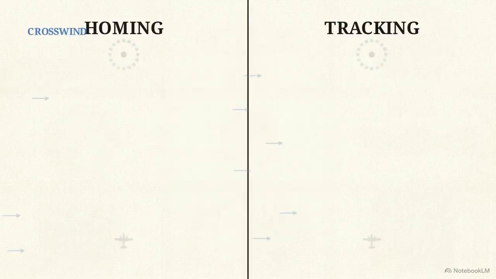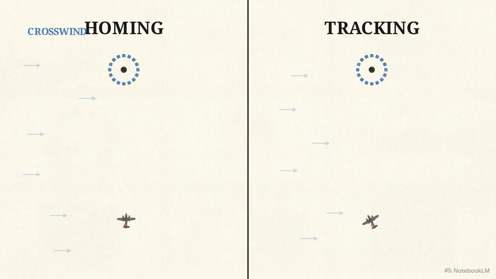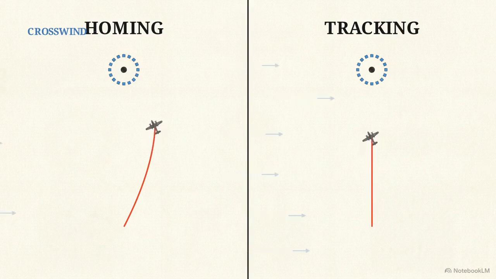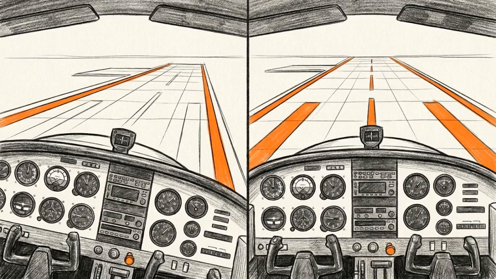Real-world navigation must account for wind. On the left, we see homing, the method of simply keeping the ADF needle centered on the nose. As crosswinds push the aircraft, continuously pointing the nose at the station results in an inefficient, curved path over the ground. On the right is tracking. This requires the pilot to calculate and apply a specific wind correction angle. By crabbing the aircraft into the wind, the pilot maintains a straight track directly to the station. Homing and tracking are distinct methods with very different results.